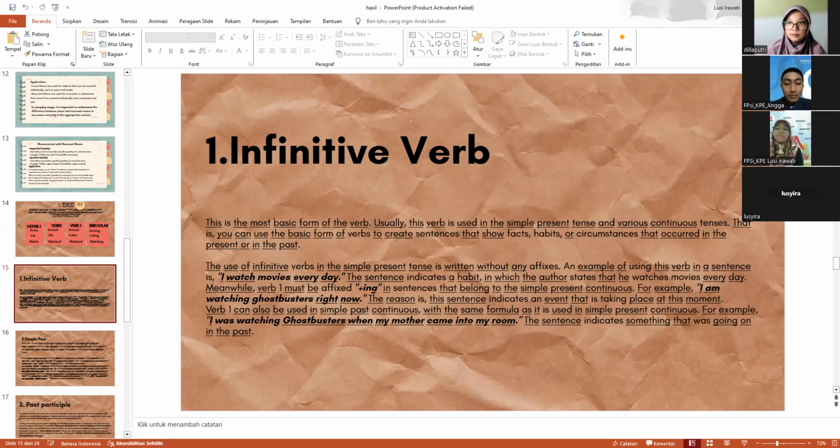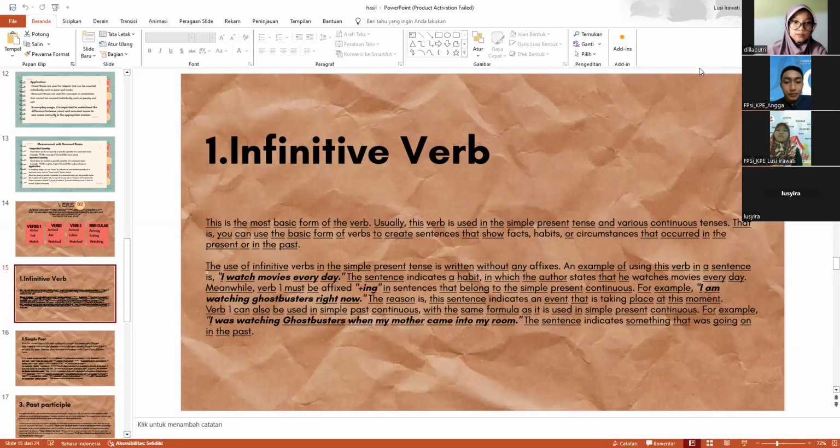Infinitive verb. This is the most basic form of the verb. Usually, this verb is used in the simple present tense and various continuous tenses. That is, you can use the basic form of verbs to create sentences that show a fact, habit, or circumstance that occurred in the present or in the past.